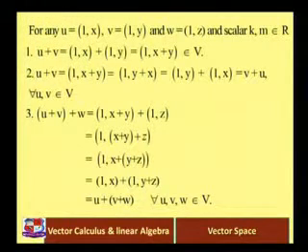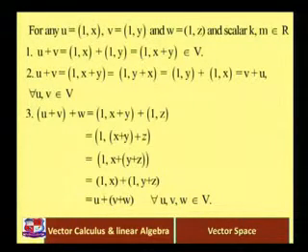Here is the first condition. For u + v, that is (1, x) + (1, y), that is equal to (1, x + y), right? That is already defined in the statement. That also belongs to V. Why does this belong to V? Because you can see the first coordinate is 1 and the second coordinate x + y is also a real number, because x and y are both real numbers, and the addition of any two real numbers is also a real number. So that's why this element belongs to V, and this is true for all u, v belonging to V.